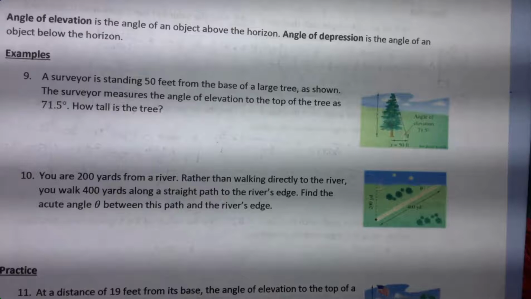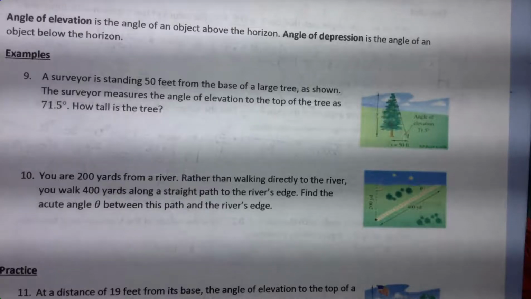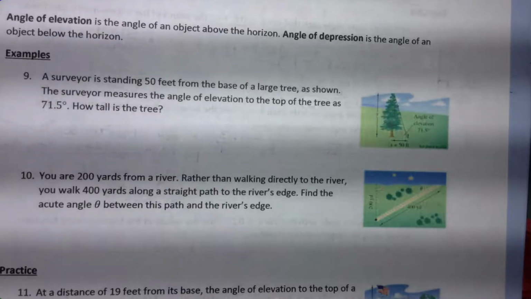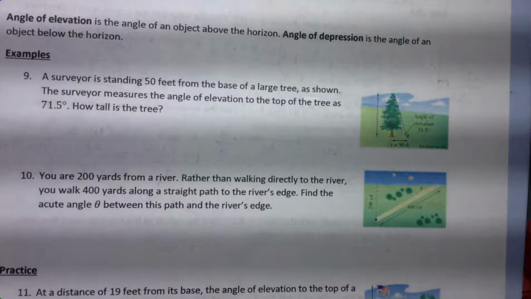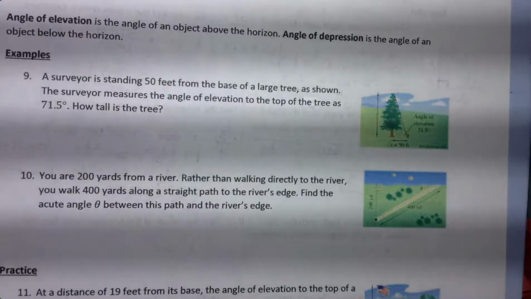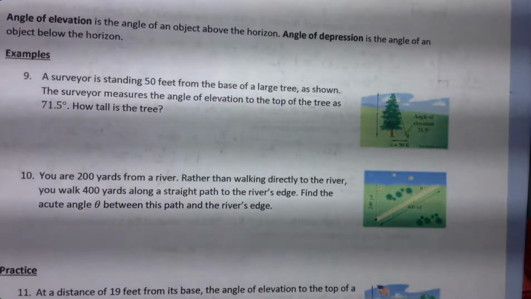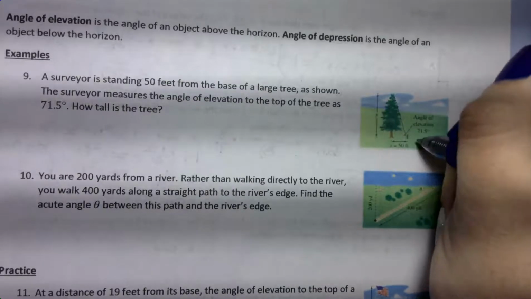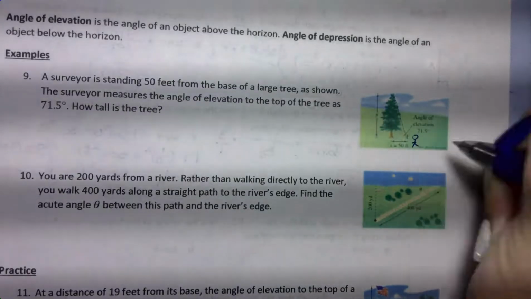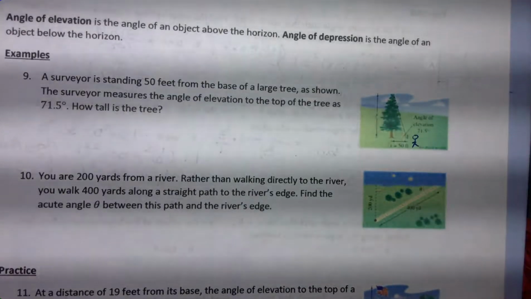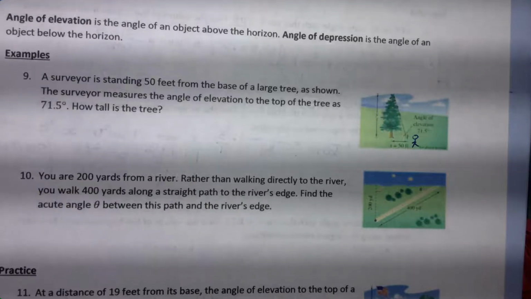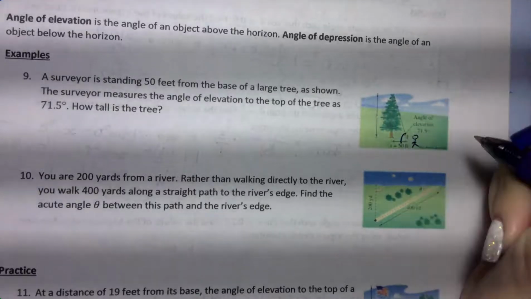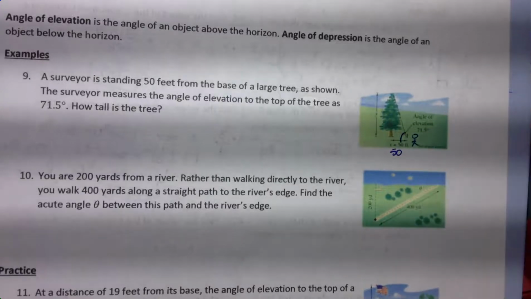Number 9 says a surveyor is standing 50 feet from the base of a large tree, as shown. The surveyor measures the angle of elevation to the top of the tree is 71.5 degrees. How tall is the tree? So, it doesn't really show the guy here. He is standing right here. But I do know that right here, this angle is 71.5, and he is 50 feet away from the tree.